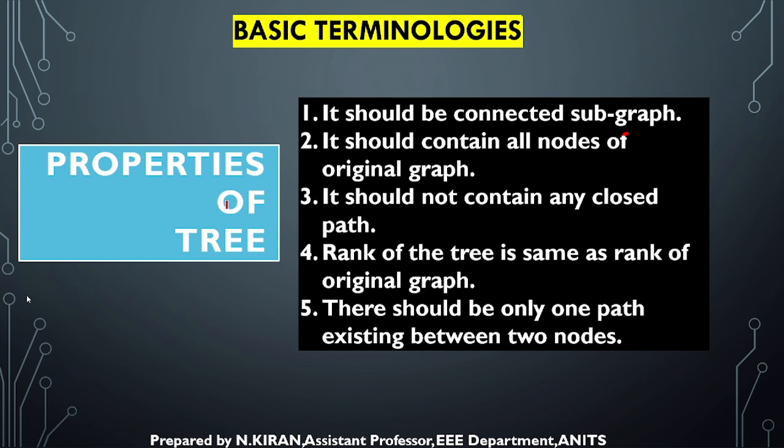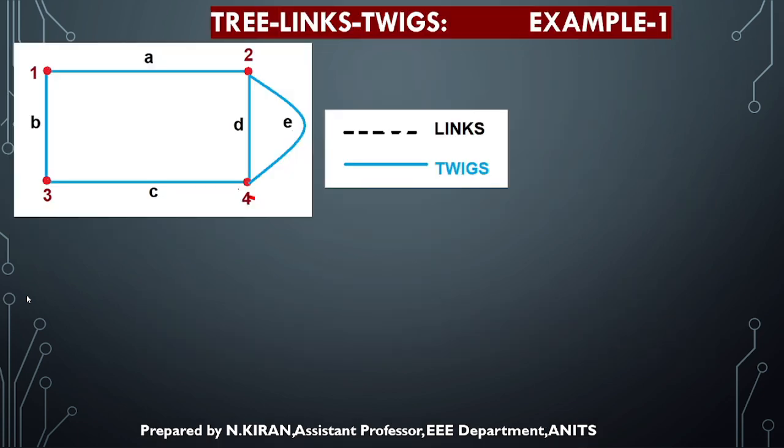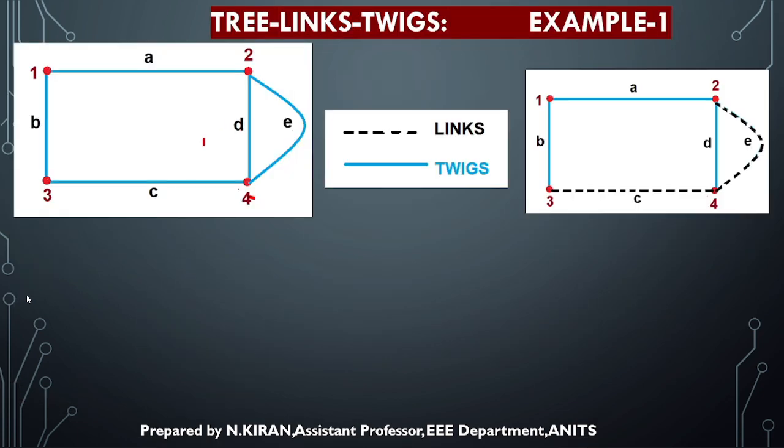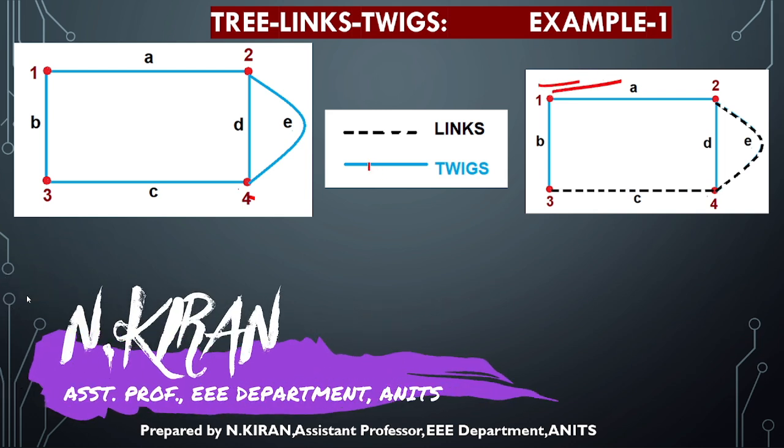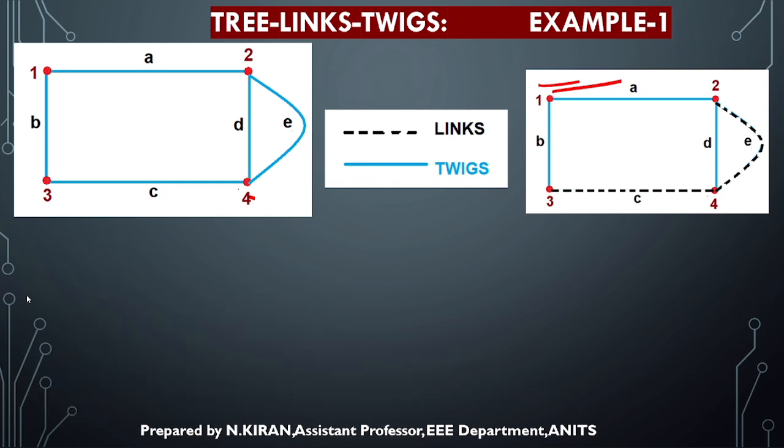Second condition, there should not be any closed path. So coming back to our example. Okay, so this is one tree. So check whether those two conditions are satisfied. So the tree is nothing but the blue line that I have indicated. It is connecting all four nodes and we are not finding any closed path here.